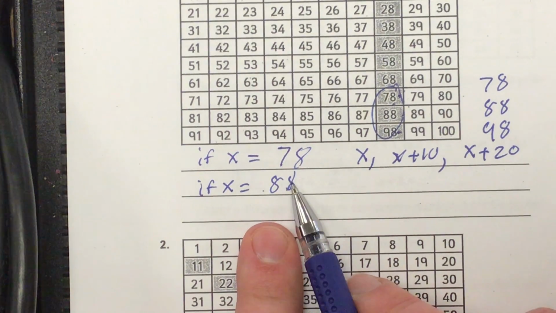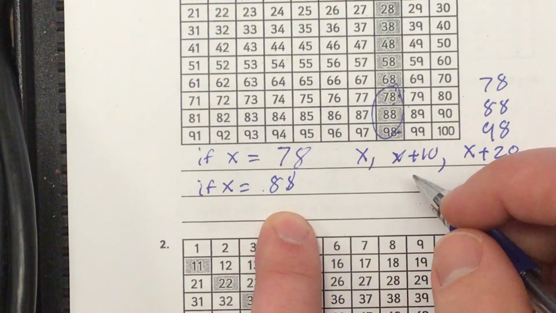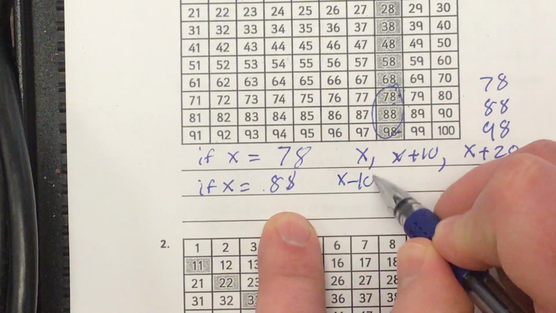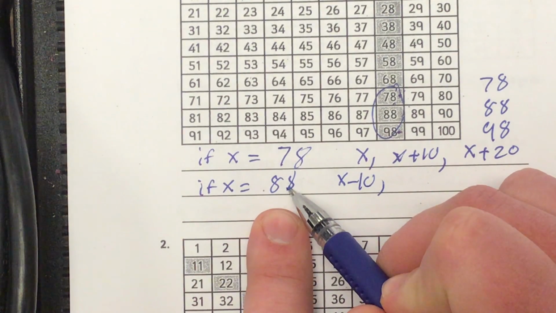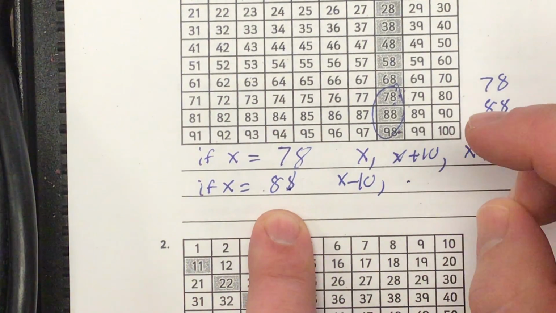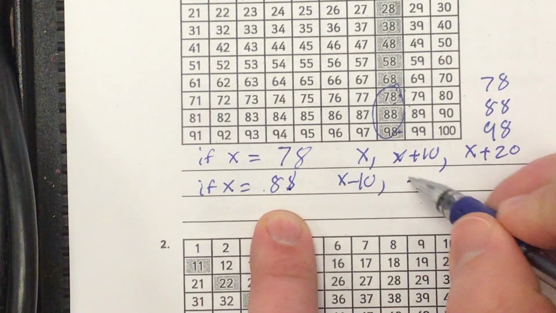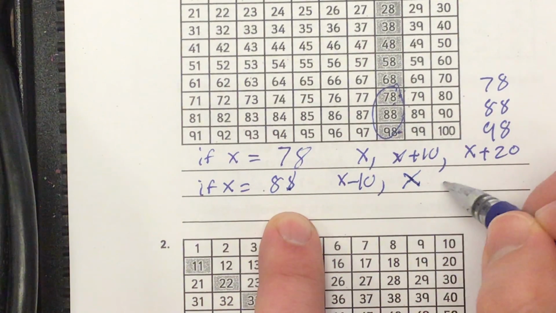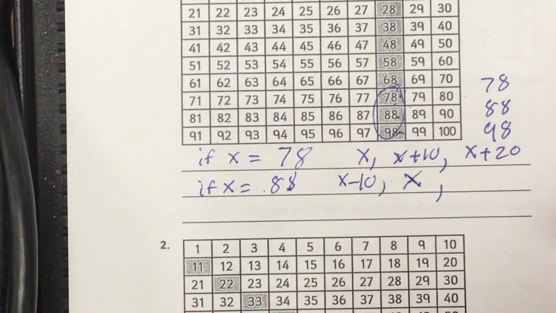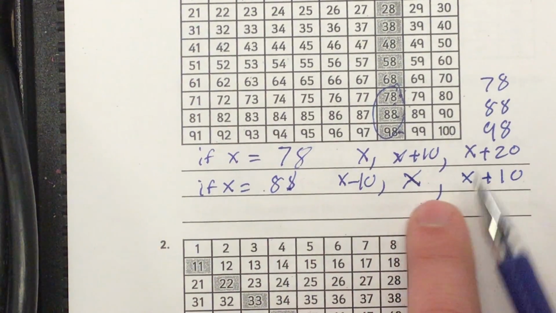All right, so if x equals 88, how would we get to 78? X minus 10. X minus 10 would get us to 78. If x is 88, how do we get to 88? Plus 0, so it's just x. Now, how do we get from 88 to 98? X plus 10 would get us there.